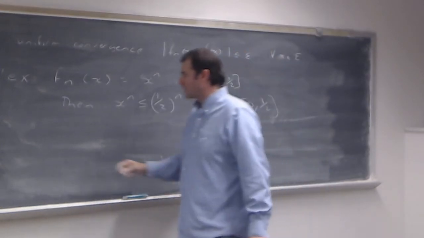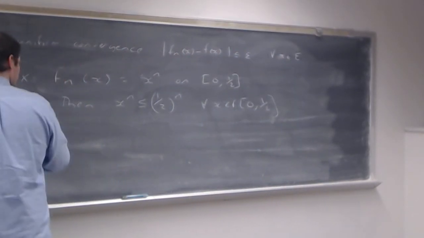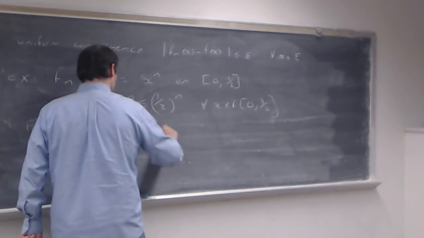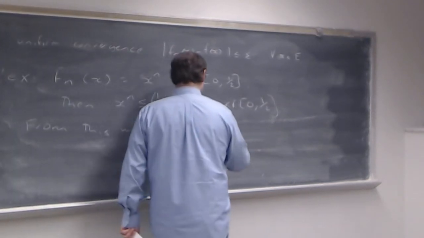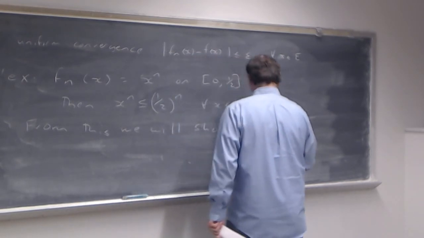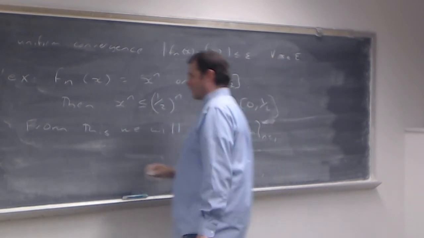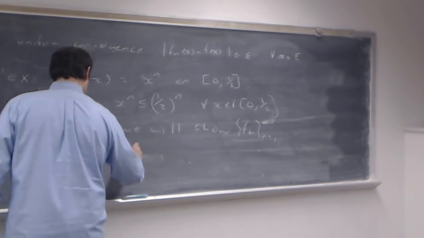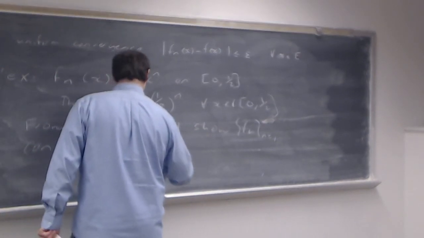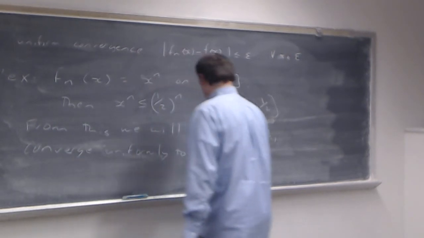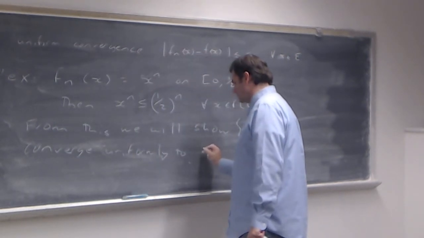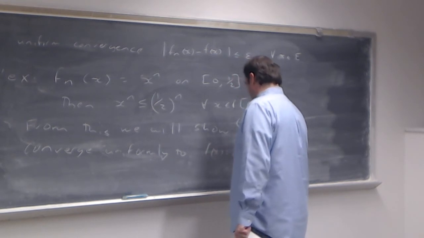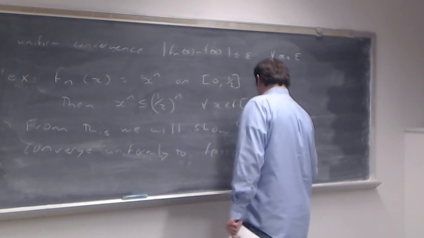And so we can show from this that the f sub n's converge uniformly to f of x equal to 0 on 0 to 1/2.